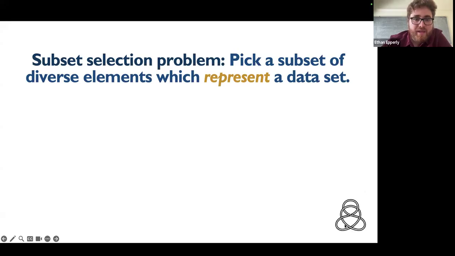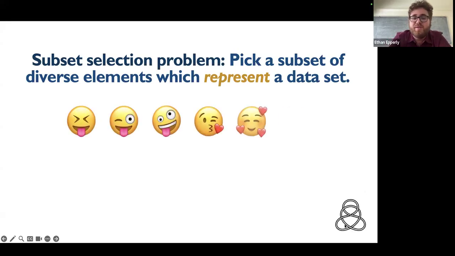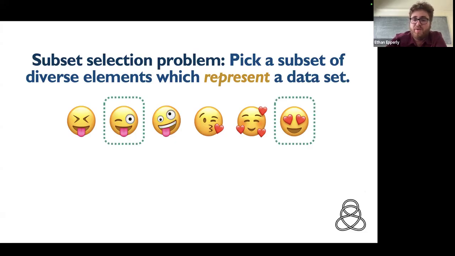To illustrate what I mean, let's think about a very simple subset selection problem. Here's a data set of 6 emojis. If I wanted to pick a small number of emojis to represent this set, how would I do so? To me, at least, it seems natural: well, half of the emojis have heart eyes and half of them have tongues sticking out. So let's pick one with hearts and one with its tongue sticking out. This would be a subset of elements. They're diverse, they're very different from each other, and somehow they give us a nice, concise summary of this data set.